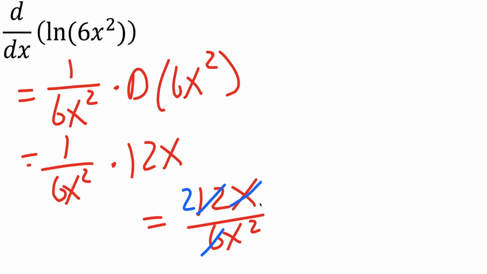So you can cancel this x. And this x squared will just be a regular x. And so our final answer would be 2 divided by x. And we can box in this answer.